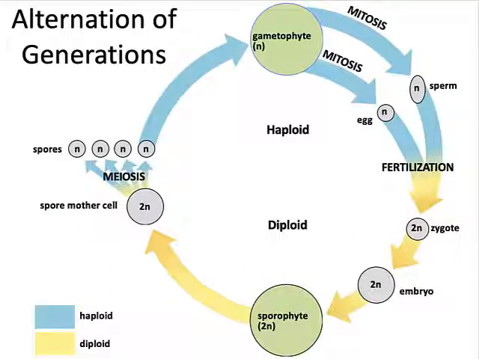In this figure, it shows us the alternation of generations again. Remember, the diploid sporophyte generation produces haploid spores through meiosis. The spores develop into a haploid gametophyte generation that produces haploid gametes by mitosis. The fusion of these gametes results in a diploid zygote that develops into the sporophyte plant.